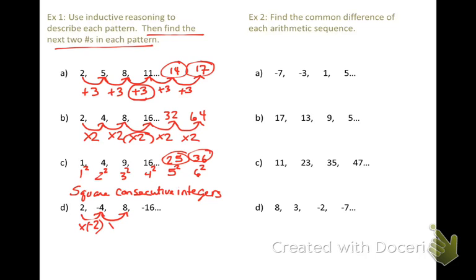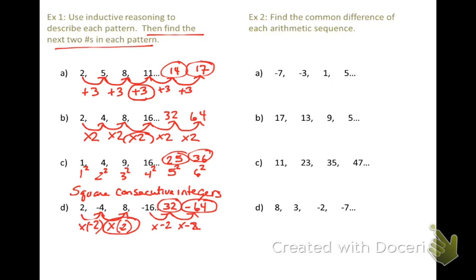So 4 times negative 2 is positive 8. Oh, that works. So times negative 2 is my answer for this one. So I'm going to times negative 2 and then times negative 2. So negative 16 times negative 2 is positive 32. And 32 times negative 2 is negative 64. When you're multiplying by a negative, it's going to be every other one.